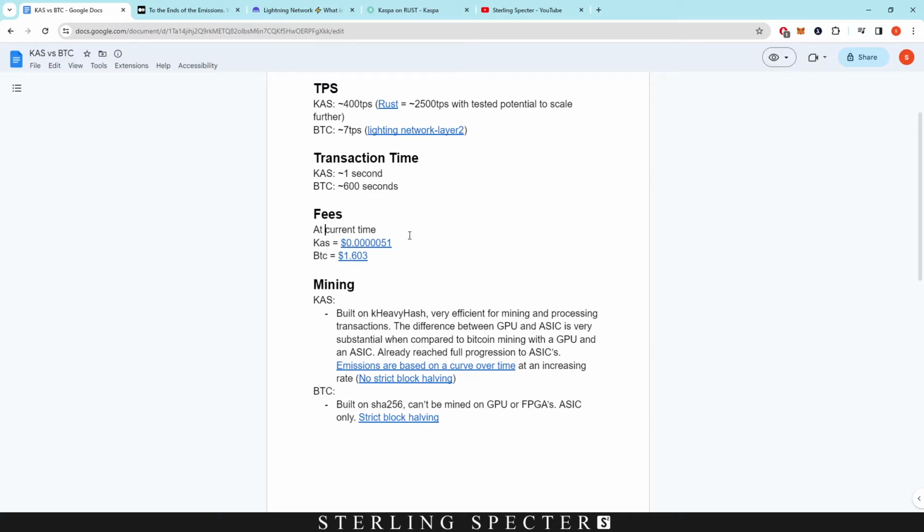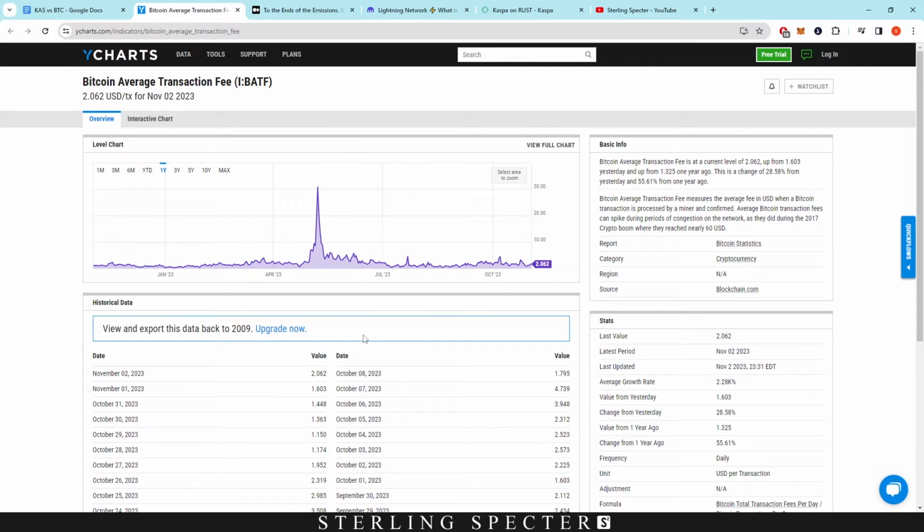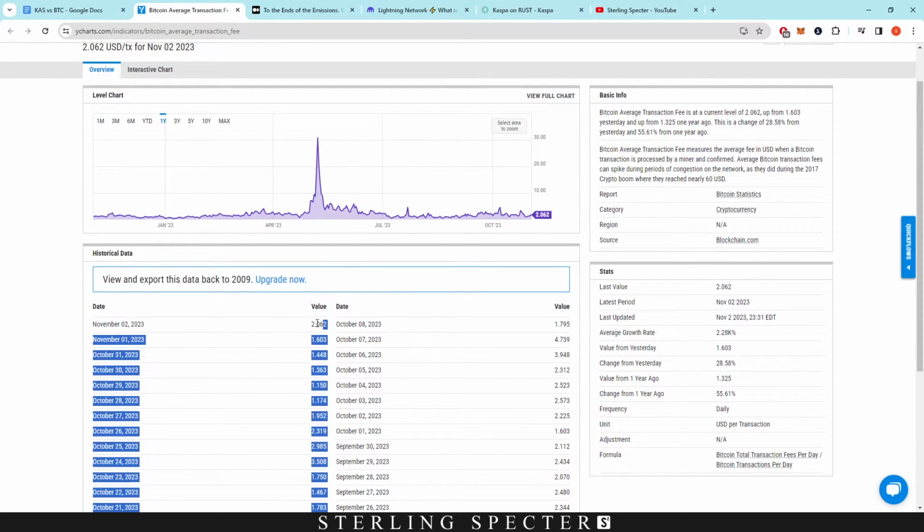Now that is extremely cheap. Obviously, Kaspa coin doesn't have as many transactions going on the network, so transaction fees would be slightly lower in comparison to Bitcoin, because Bitcoin does have more volume going on the network. This figure here is taken from the average Bitcoin transaction fees, as we can see here, 1.603, so that's $1.60. I know that this was from the second previous day, but I didn't have this updated value when I made this document.